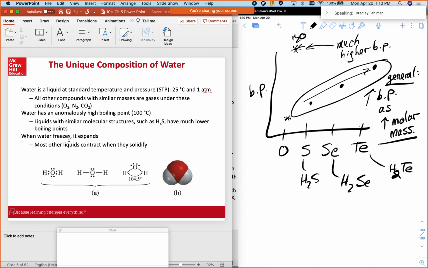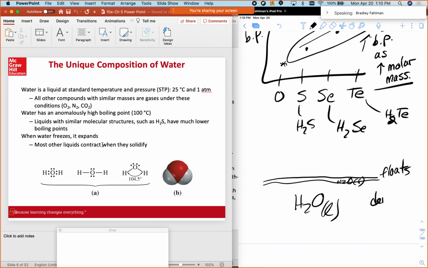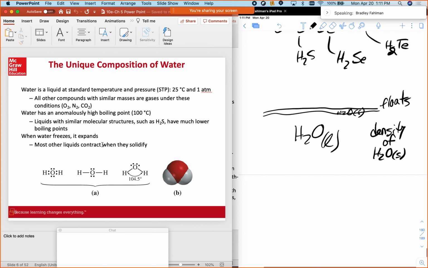And then the other one is when water freezes, it expands. And so most other liquids contract when they solidify. So that is, their volume goes from very large to very small. And so as a result, what we know in the wintertime is that if we have ice, it actually floats, right? So that is, the density of solid water is less than the density of liquid.